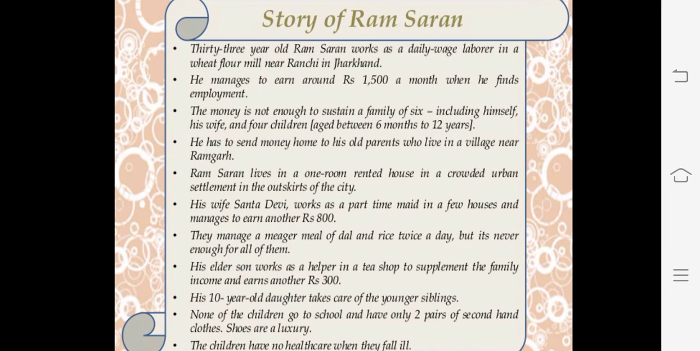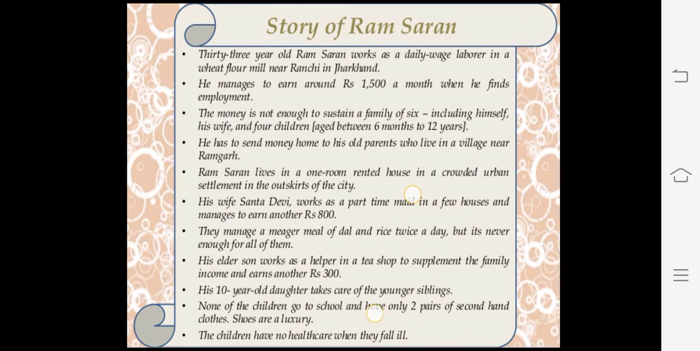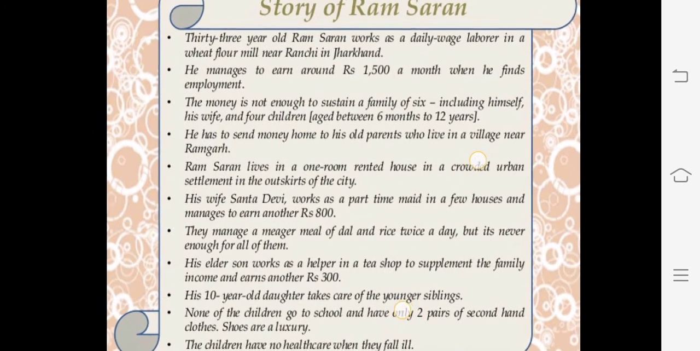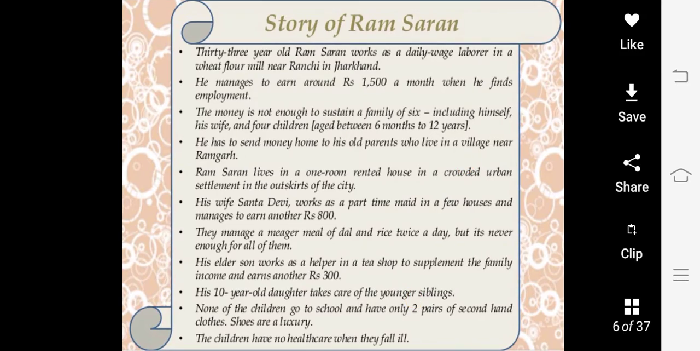They manage a meager meal of dal and rice twice a day, but it's never enough for all of them. His elder son works as a helper in a tea shop to supplement the family income and earns another rupees 300. His 10-year-old daughter takes care of the younger siblings. None of the children go to school and have only 2 pairs of second-hand clothes. Shoes are a luxury. The children have no health care when they fall ill.